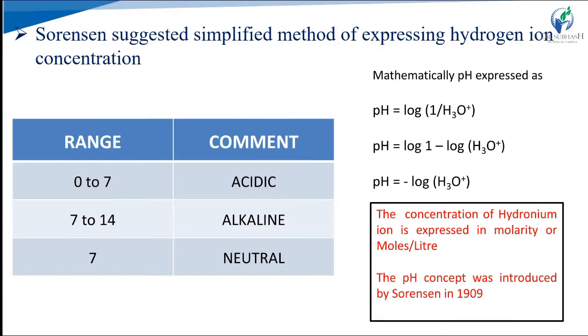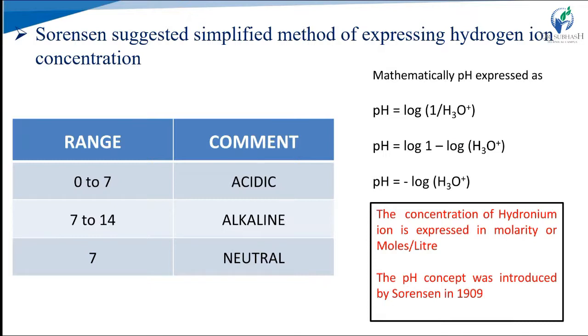And if pH is 7, it is the center of that measurement on the 0 to 14 scale, so it is neither acidic nor basic in nature, therefore it is neutral. So pH 7 represents neutral.